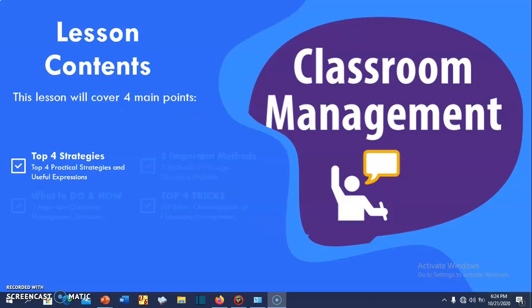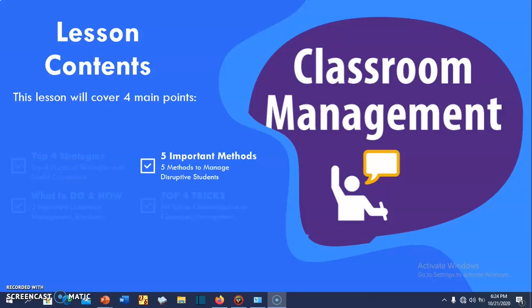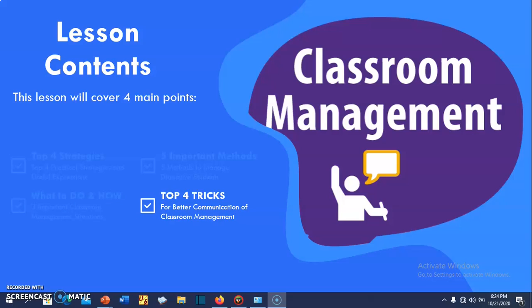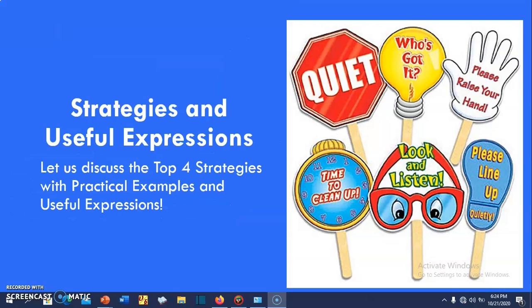So this, our today's session, will have four sections. The first section is going to be about top 4 practical strategies and useful expressions. The second section, we're going to talk about 5 important methods to manage disruptive students, and thirdly, it's about 3 important classroom management situations, what we are going to do and how I'm going to discuss. And lastly, top 4 tricks you need to have better classroom management communication, and I'm going to tell how you do that. So let's get started. In the first section, we are going to discuss the top 4 strategies with practical examples and useful expressions.